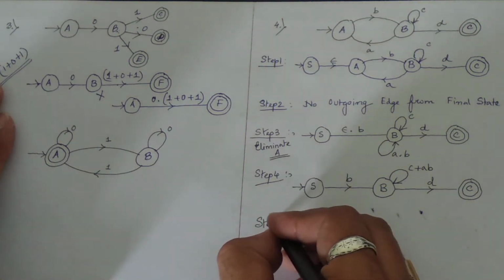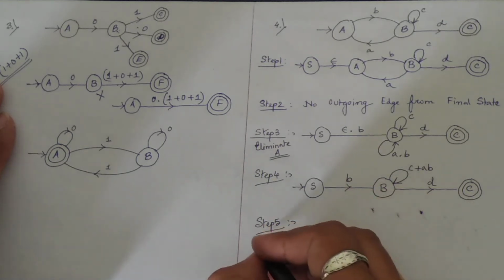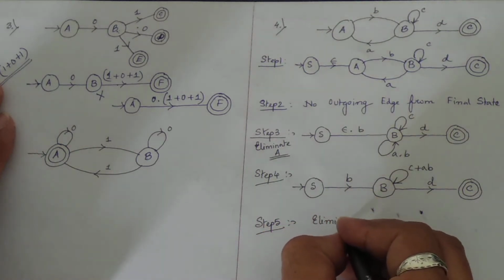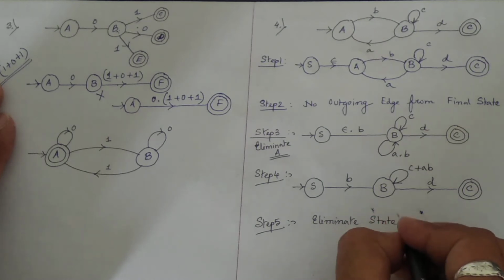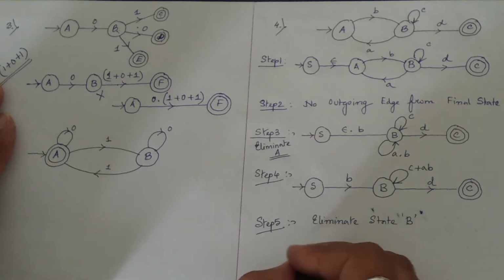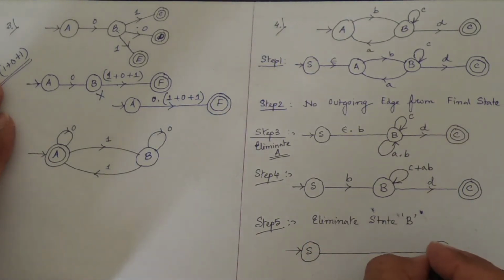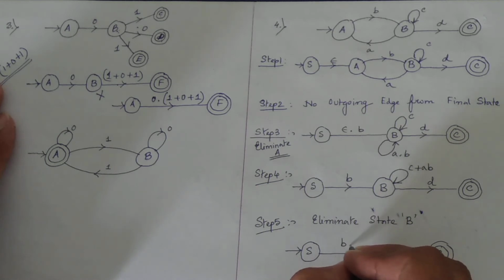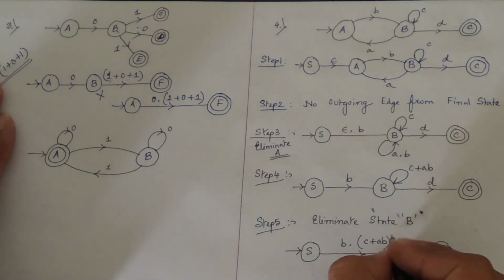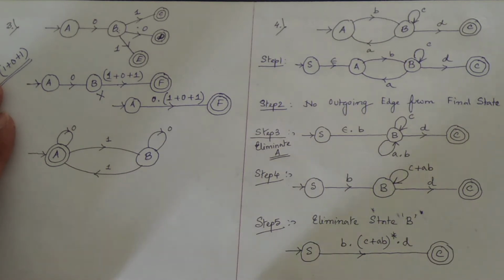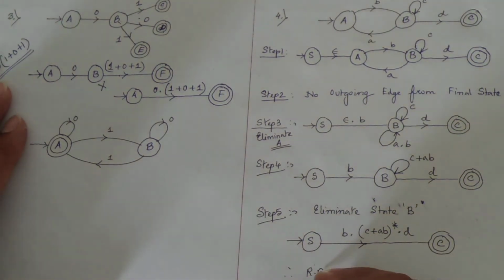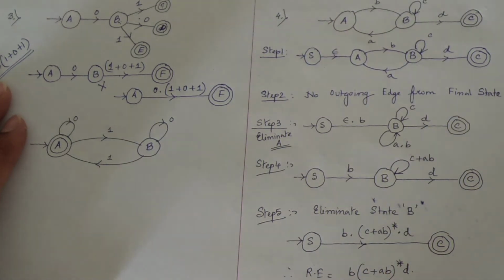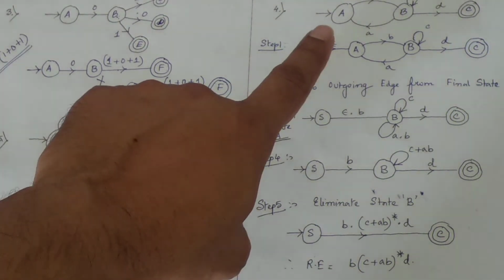So I can write it down. What I have to eliminate is state B. So if I eliminate state B, then the transition will be like this. S will be the one, and from S there will be a transition going to the final state, that is C. And this transition will be nothing but B dot (C plus AB) whole to the power star dot D. Correct? That means the final regular expression will be B (C plus AB) star D. So this is the final answer for this particular diagram.